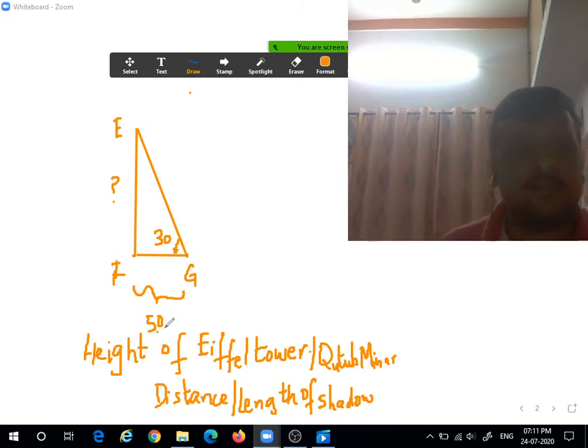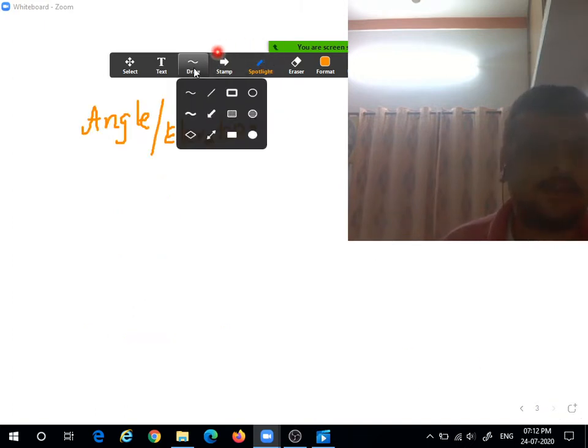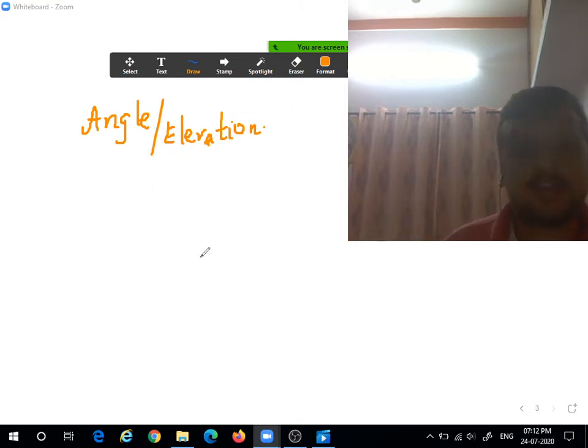Is it not wonderful? Just by knowing one side measurement and one angle measurement, we can easily calculate the height of the Eiffel Tower or Qutub Minar. Is it not something to be surprised at, students? Because we easily found out the height. I'll come to the various trigonometric functions. Before that, I want to tell you one more important application.